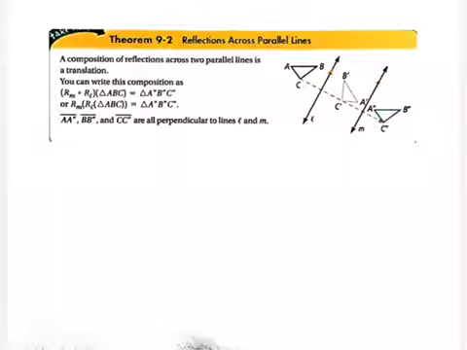And so this brings us to Theorem 9.2, the reflection across parallel lines. A composition of reflections across 2 parallel lines is a translation. So when you reflect across 2 parallel lines, you get a translation.